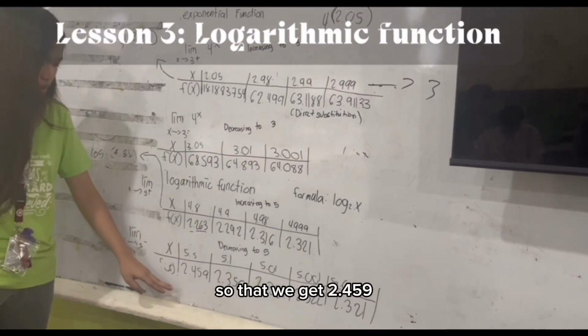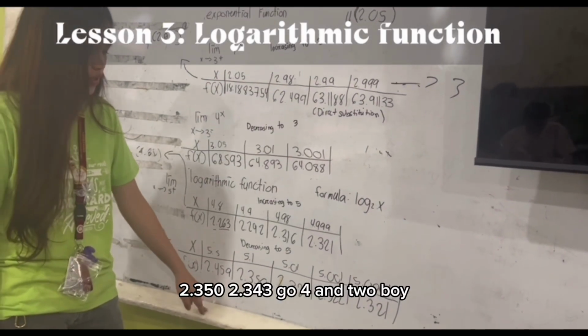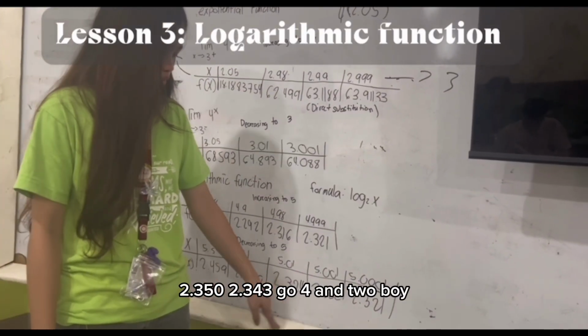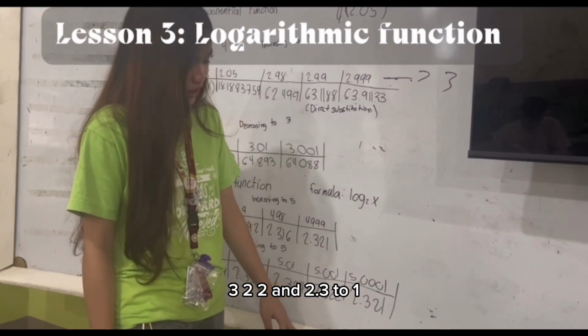so that we get 2.459, 2.350, 2.324, and 2.322, and 2.321.